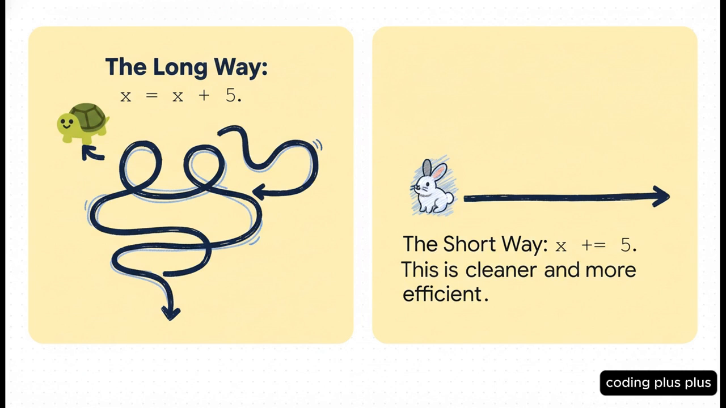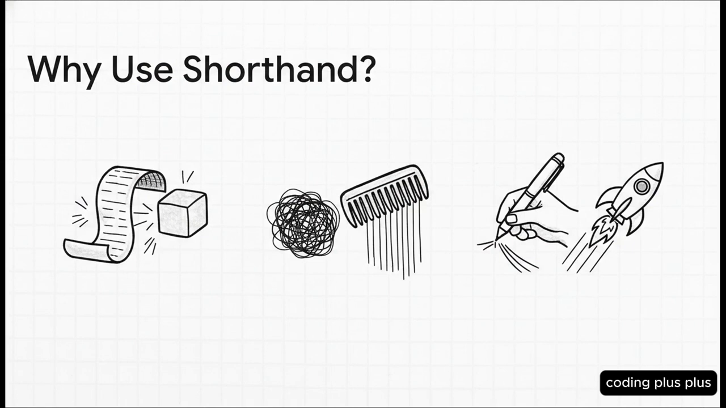It takes the current value of x, adds 5 to it, and saves the new result. It's just so much cleaner. So why does this matter so much? Well, it's a total win-win-win.